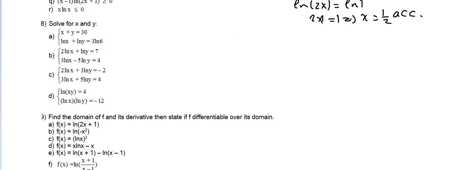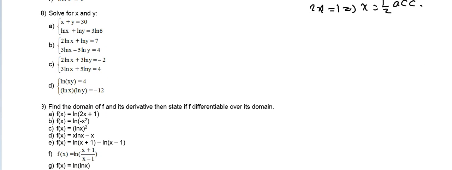Let's start number 8. Number 8, let me do one or a couple of them. It's a system of 2 equations with 2 unknowns. It's x plus y equal 30. This is nice. Ln x plus ln y equal to 3 ln 6.